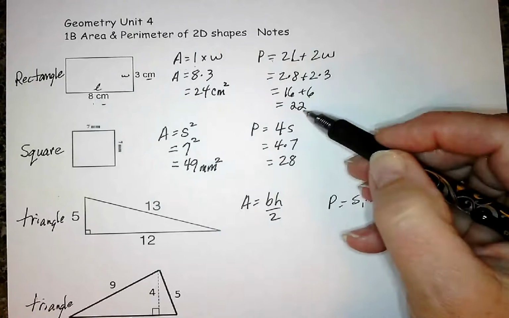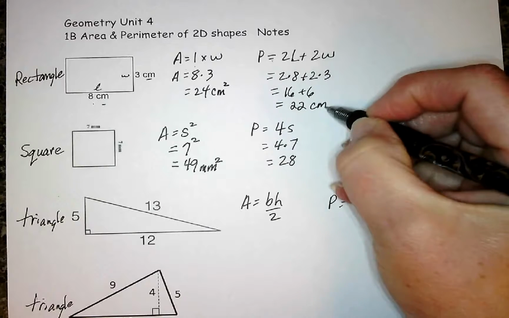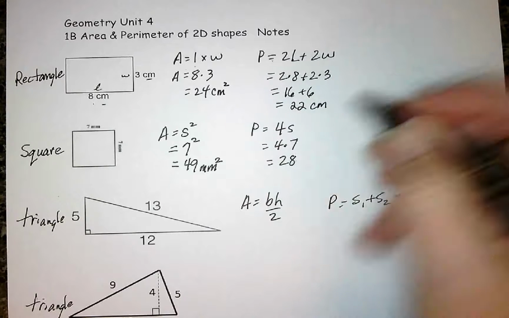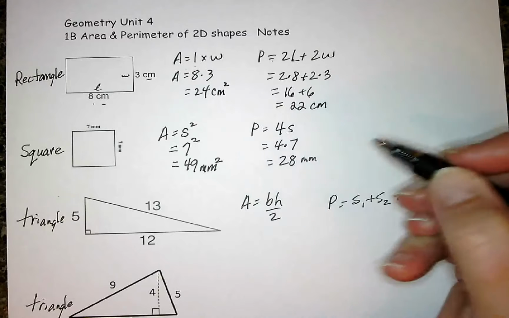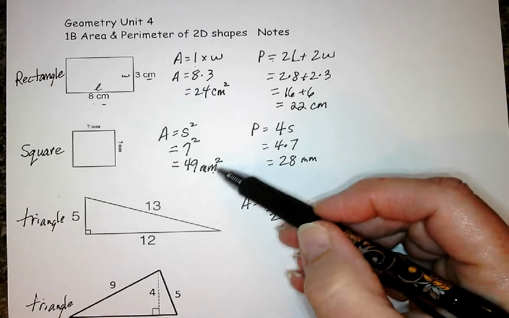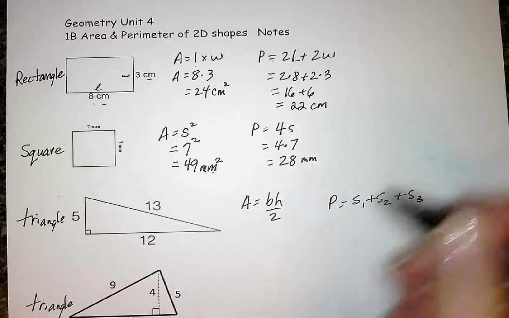Now, I forgot to say up on this first one here, perimeter, when we label that, that's just linear. That is just going to be straight lines. 28 millimeters. Okay, so area is going to be square units. Perimeter is just going to be units.